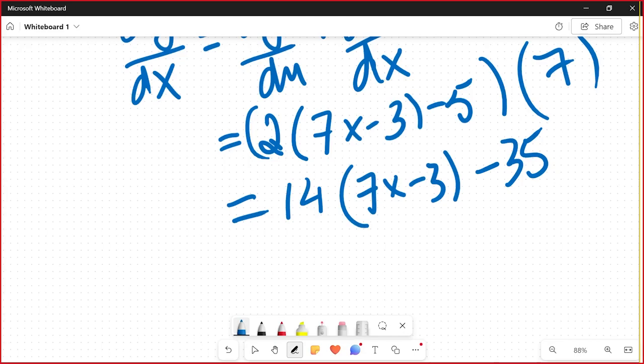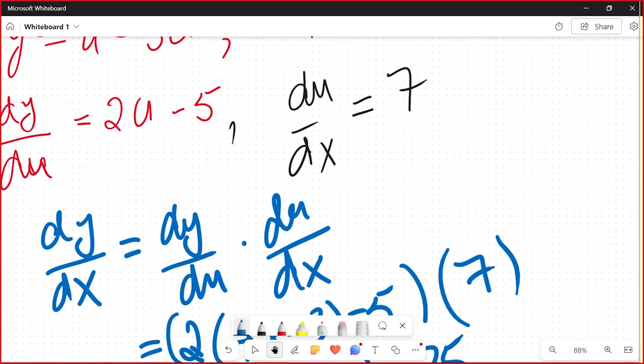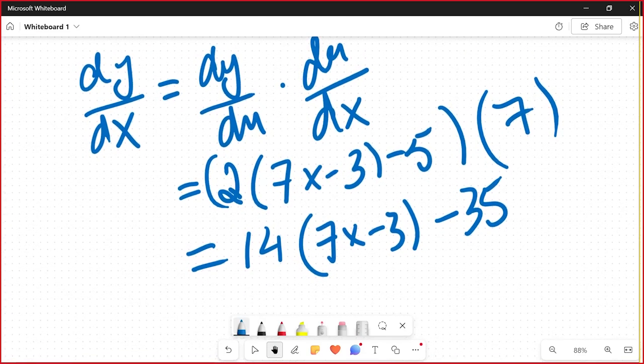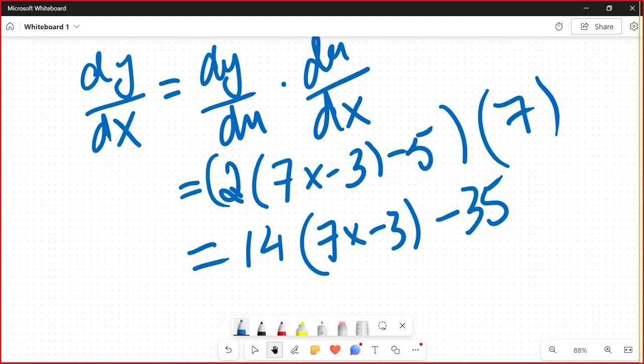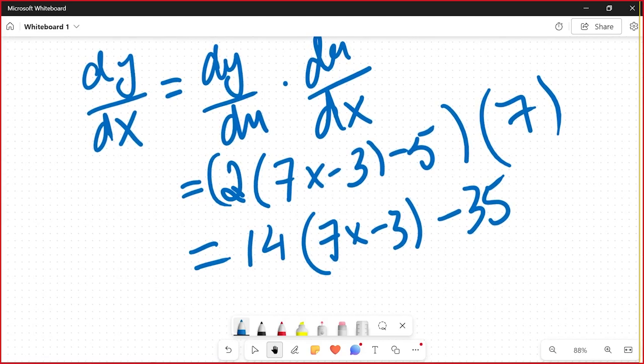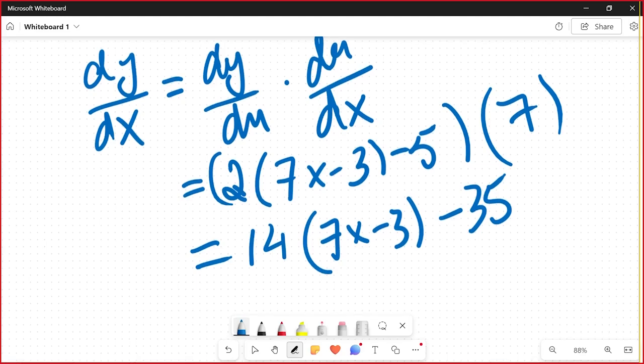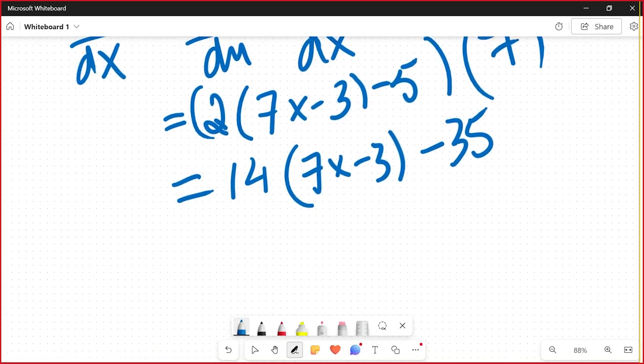Is it okay? But the answer they got is different, so I'm not sure. The answer they got is 7 times (14x minus 11) in brackets. Just a minute. 2u minus 5, and du upon dx is 7. 2u should be 14x. That's almost the same answer. Let's look at the answer.